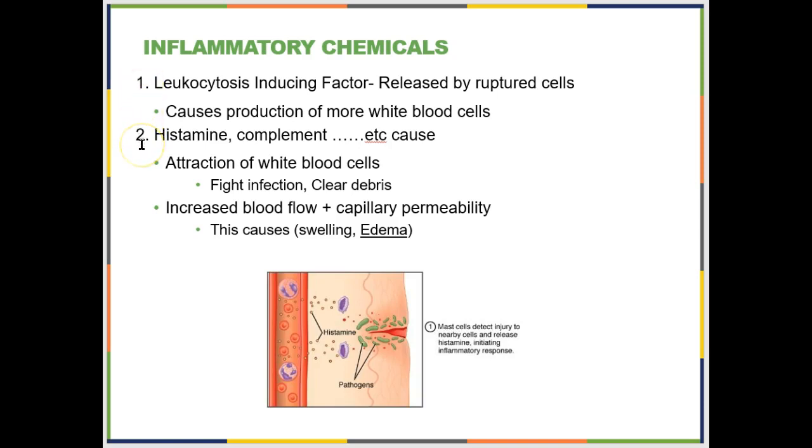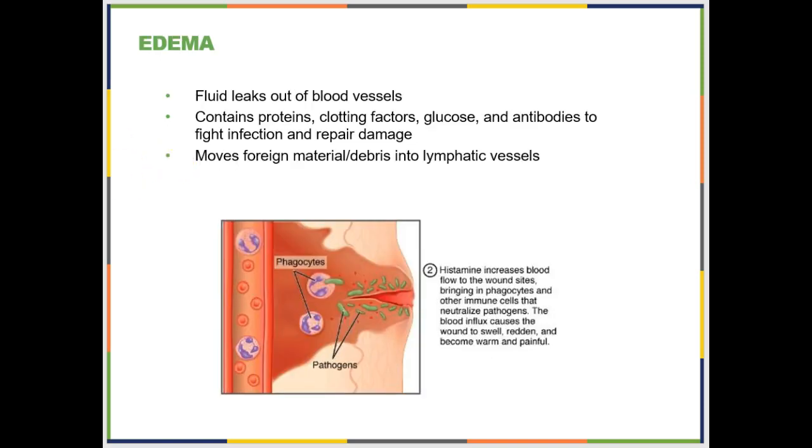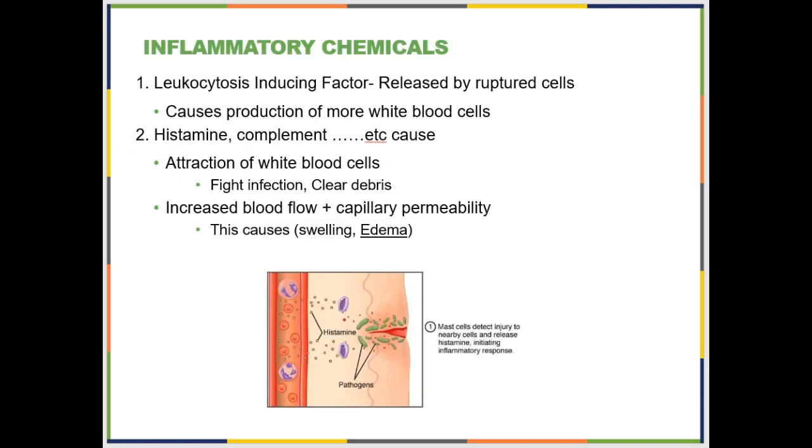Then you have histamine, complement, interleukins, prostaglandins, a whole array of other immune modulatory molecules that cause inflammation. So I just group them all together and I call them histamine and the rest of the stuff because they all have more general effects, which is these two things here. So they attract more white blood cells and they increase blood flow and capillary permeability.